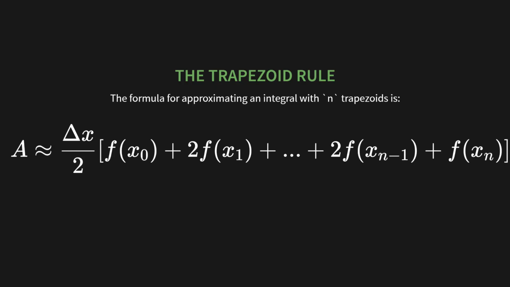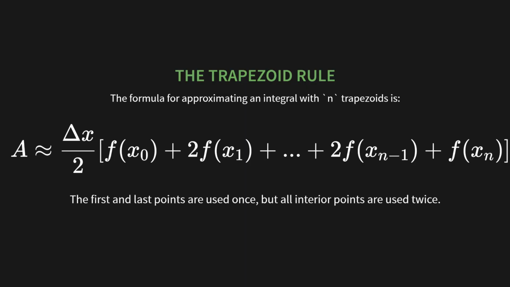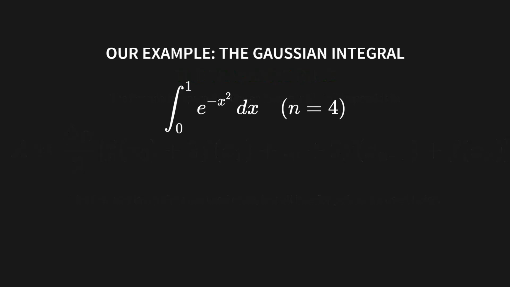To find the area, you take delta x divided by 2 and multiply it by the sum of the function heights. But here's the key. The first and last points are used once, but all the interior points are used twice. Let's try it on our impossible problem, the integral from 0 to 1 of e to the negative x squared dx. And we'll just use 4 trapezoids, so n equals 4.